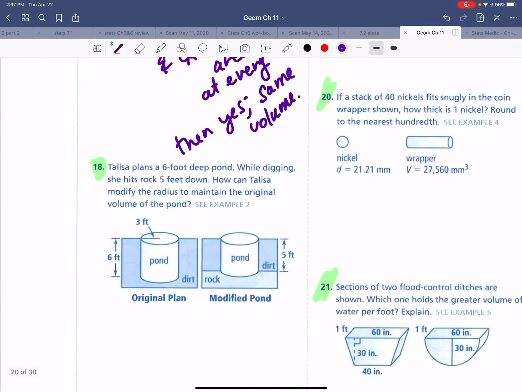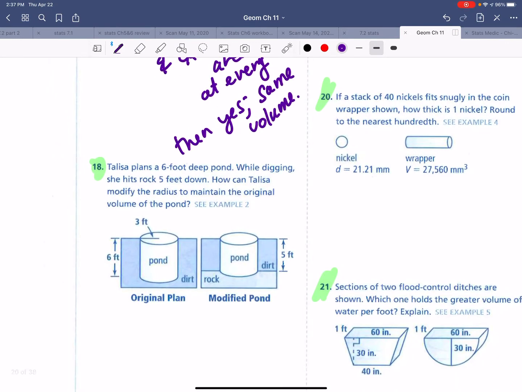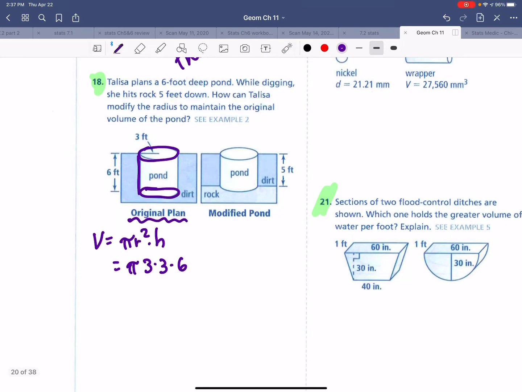Okay, 18. Alyssa plans a 6-foot deep pond. While digging, she hits rock 5 feet down. How can Alyssa modify the radius to maintain the original volume of the pond? Okay, so the original pond was the area of anything in the universe, right? Pi r squared, the area of my base, times how high I'd take it. So 3 squared times 6. So I end up getting 6 times 9, so 54 pi.